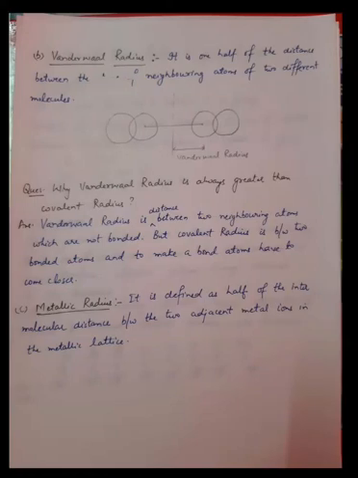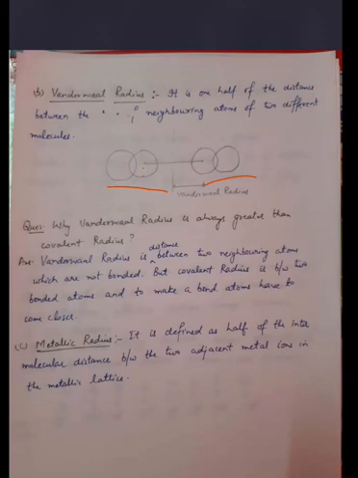Next is van der Waals radius. It is one half of the distance between the neighboring atoms of two different molecules. Now the question arises, why is van der Waals radius always greater than covalent radius? Van der Waals radius is the distance between two neighboring atoms of different molecules which are not bonded, but covalent radius is between two bonded atoms, and to make a bond, atoms have to come closer.